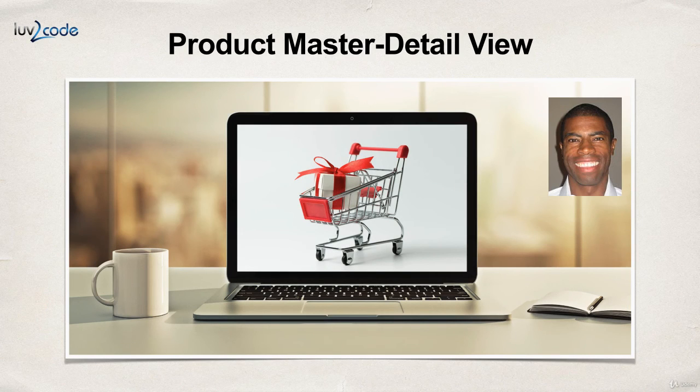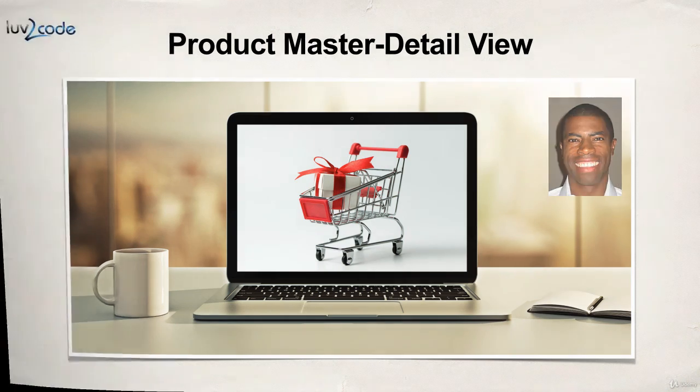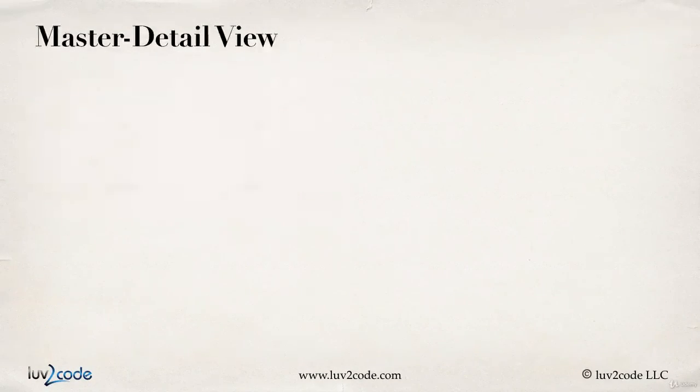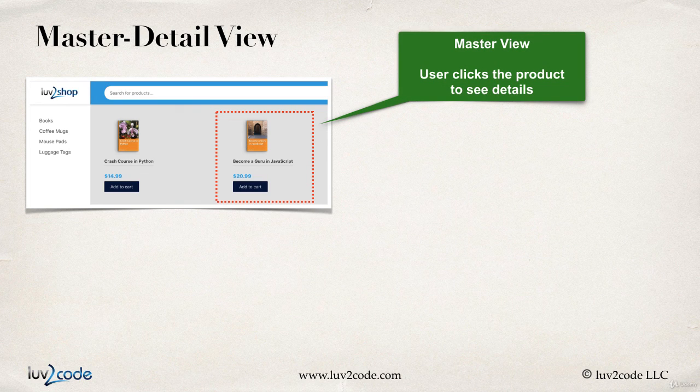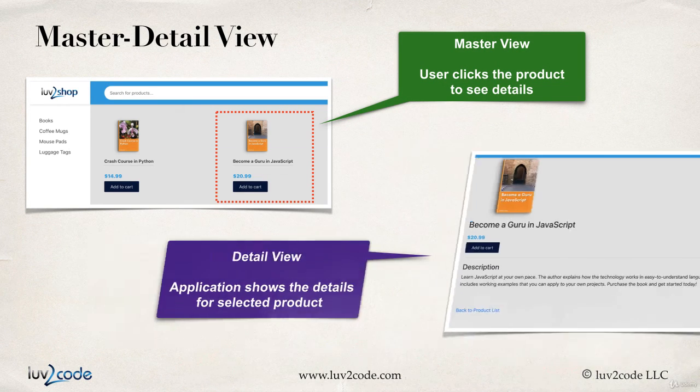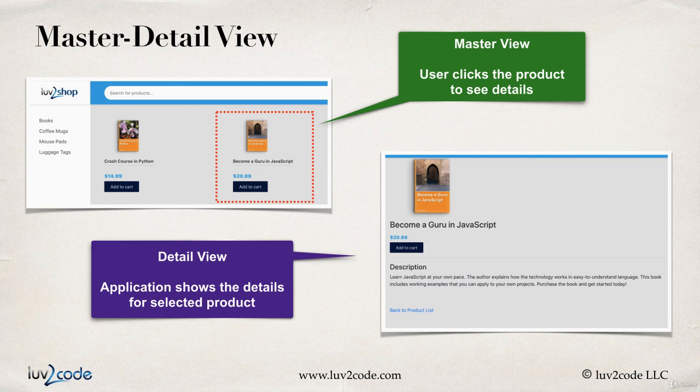In this video, we'll cover the product master detail view. So with master detail view, we have the master view, so all of the products, and then when the user clicks on the product, we want to show the actual details. So the application will show the details for a selected product. So we'll have the product image, the title, price, cart buttons, description, and so on.